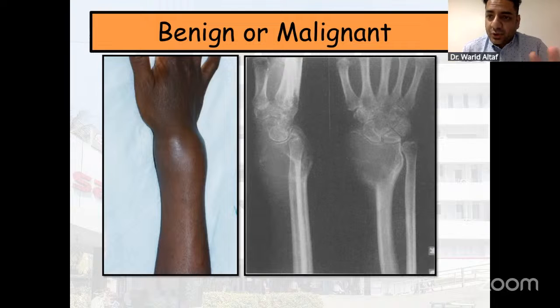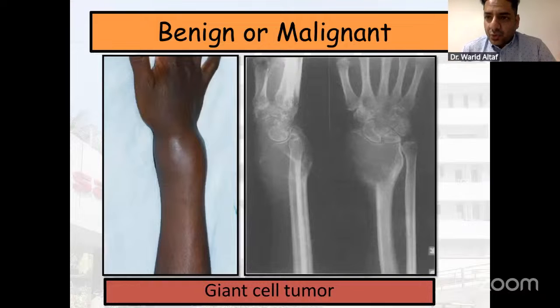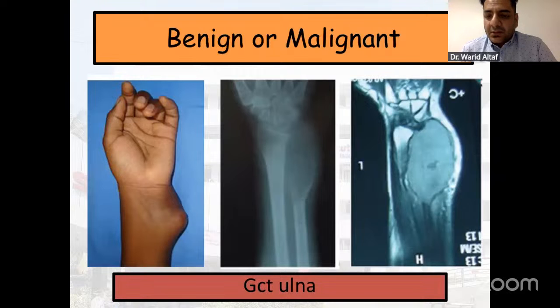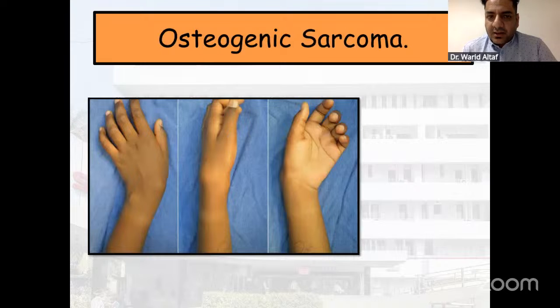There is shiny skin. It's a locally aggressive tumor. The lower end of the radius is one of the commonest sites. So you should know the features of each particular tumor, and how to diagnose them clinically. This again looks like a benign tumor. It is a giant cell tumor of the ulna. Sometimes tumors have no rules. Basically, they can present like anything.